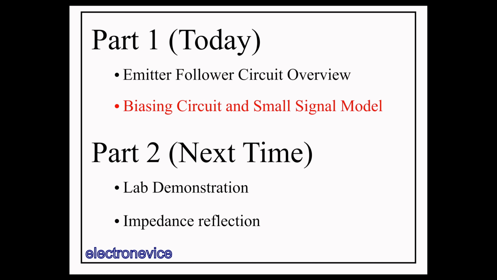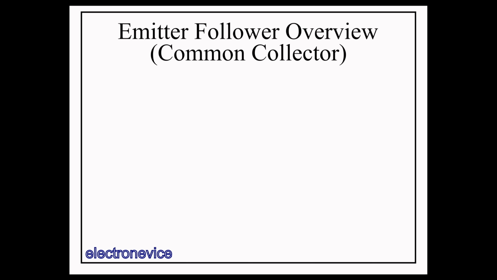Then we'll continue on by briefly going over a common biasing circuit for the emitter-follower, before moving on to the small signal model, solving for the circuit's three main parameters: voltage gain, input resistance, and output resistance. In Part 2, we'll go over a lab demonstration of the circuit and discuss an analysis technique called impedance reflection that can simplify the thought process of designing with emitter-follower circuits.